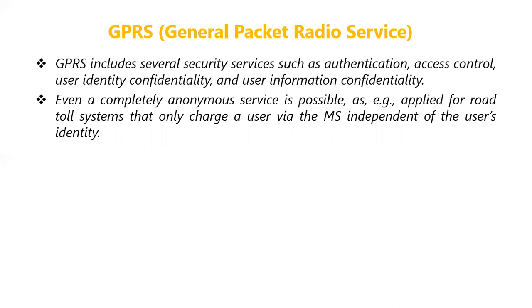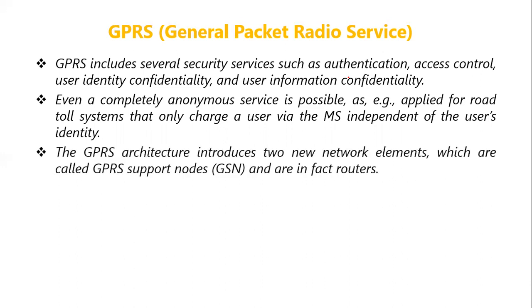Next we shall discuss the GPRS architecture. GPRS architecture introduces two new elements compared to the GSM architecture. The first is the GPRS support node, GSN. Basically, this is a router. All GSNs are integrated into the standard GSM architecture, Global System for Mobile Communications architecture.